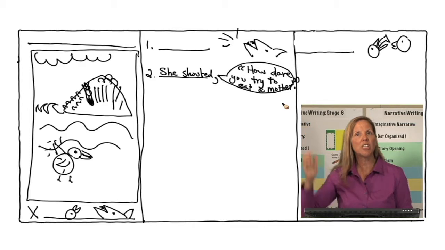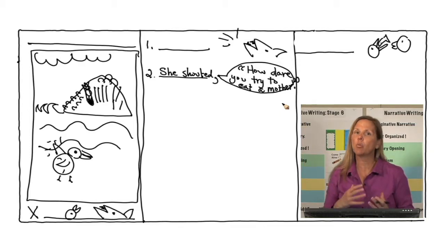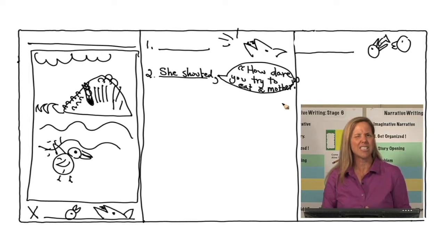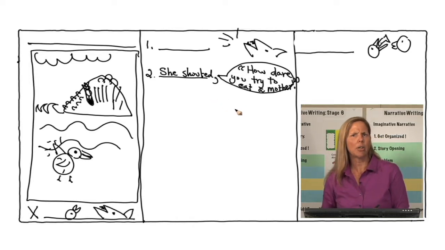Woo, woo, woo, redundant police, redundant police. Good writers don't repeat the same important words over and over again. So we want to be very careful of repeating these words over and over. It doesn't sound good when we're redundant. We have the mother saying, how dare you try to eat a mother?